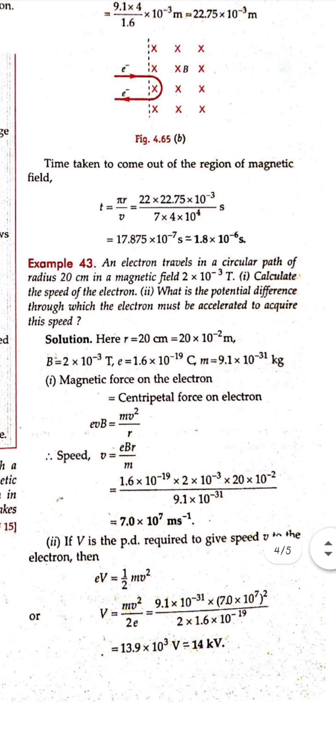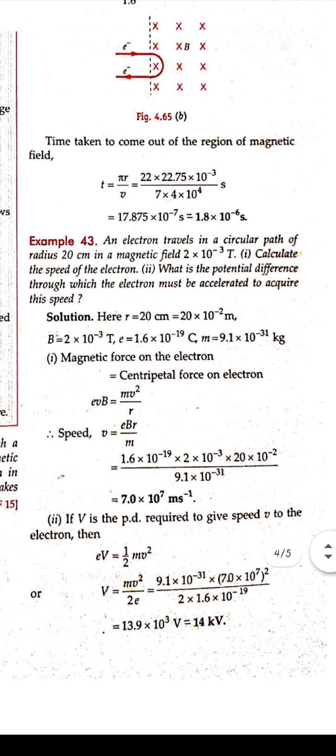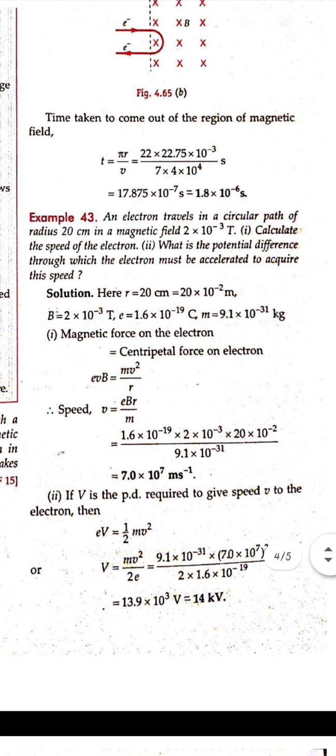Now the next question: an electron travels in a circular path of radius 20 cm in a magnetic field. The B value is given, and we have to find the speed of the electron. Since it is moving in a circular path, the centripetal force acts on it, that is qvB should equal mv square by r. From here we can find the velocity, that is v is equal to eBr upon m. The magnetic field is given as 2 into 10 to the power minus 3 Tesla, the electron's charge is 1.6 into 10 to the power minus 19, and the radius is 20 into 10 to the power minus 2 meter, because it is at a radius of 20 centimeters.